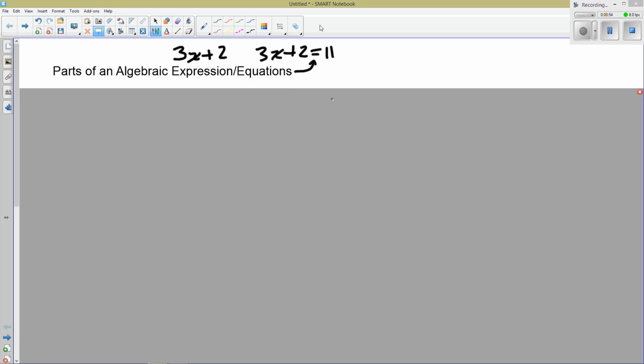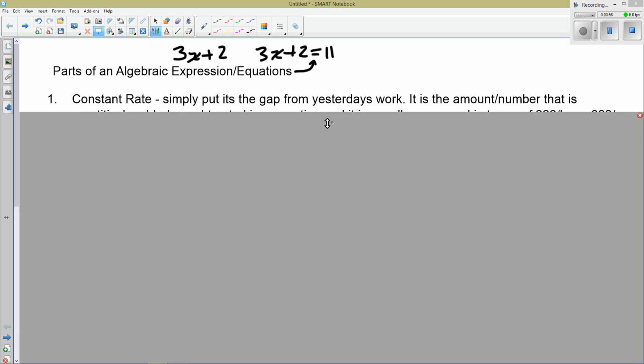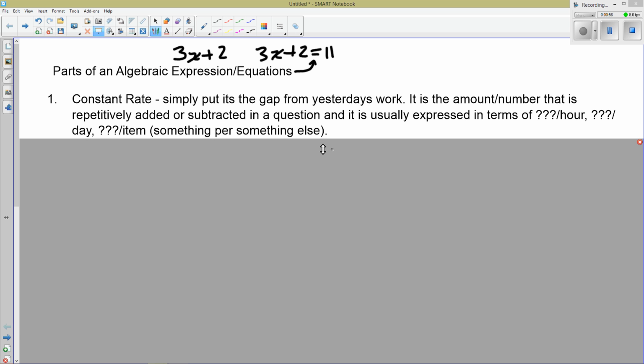All righty. So going through different parts of an algebraic expression. Constant rate, simply put, is the gap from the stuff we were doing yesterday. It's the gap in your increasing or decreasing pattern. It's the amount or number that is repetitively added or subtracted in a question, and it's usually expressed, at least when you use word problems, as something per hour, something per day, something for each item, something per something would be the easiest way to say it.